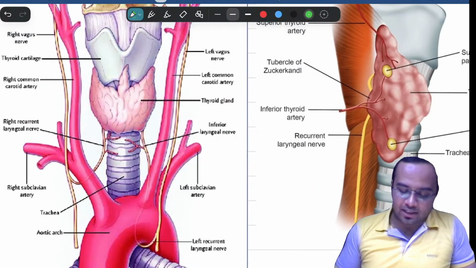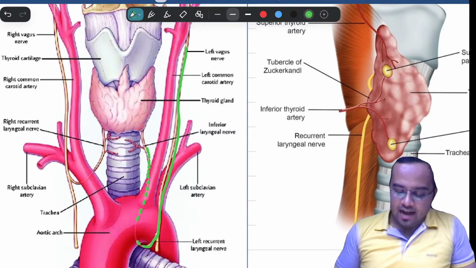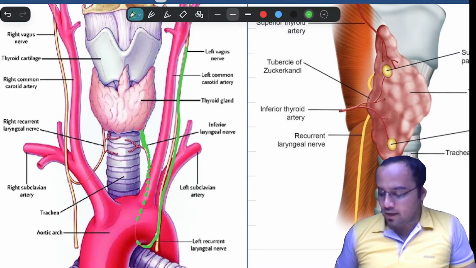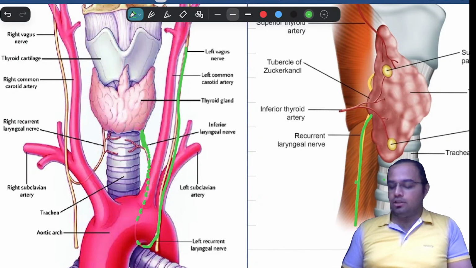So if we are going to talk about the recurrent laryngeal nerves, you can see that this is the left vagus nerve. The left vagus nerve goes down, and at the aortic arch it gives off a branch which is your recurrent laryngeal nerve. This recurrent laryngeal nerve is in close proximity to the gland and lies in the tracheo-oesophageal groove. You can see this recurrent laryngeal nerve lying in close proximity to the tracheo-oesophageal groove.